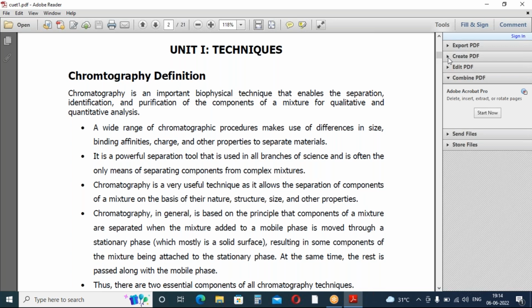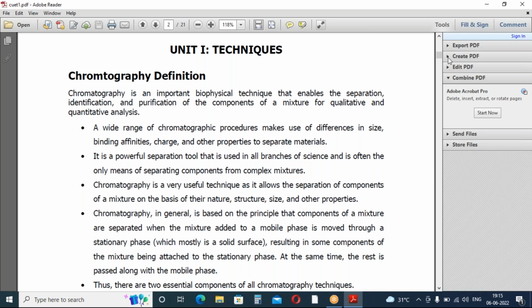For example, if carbohydrate is present, what is the quantity present, and if protein is present, what is the quantity present. That means we have to do quantification using quantitative analysis. This chromatographic technique is mainly useful for qualification and quantification processes, and it may use differences in size, binding affinity, charge, and other properties. Based on that, different types of techniques are present.